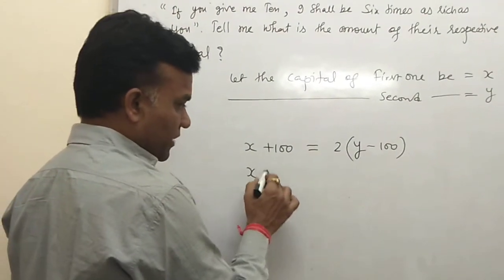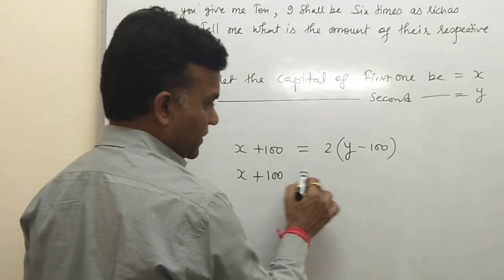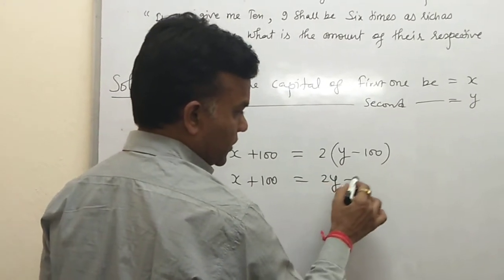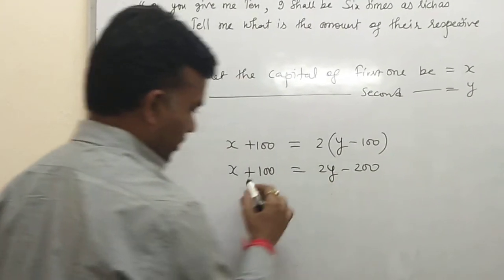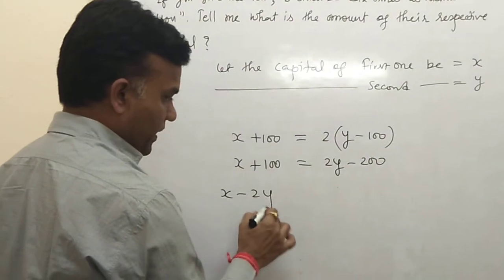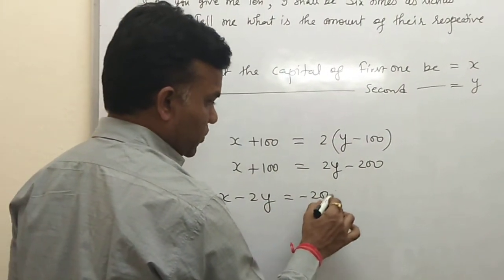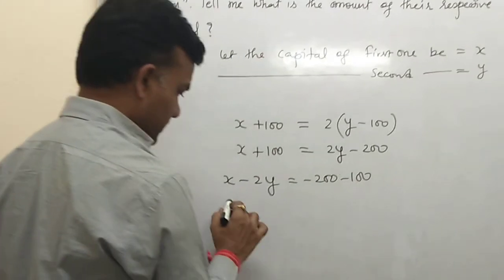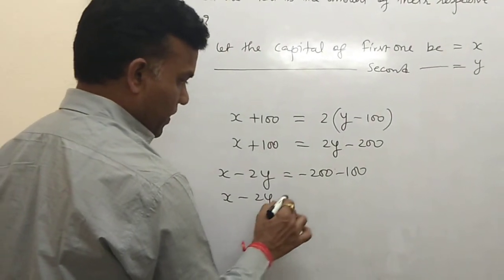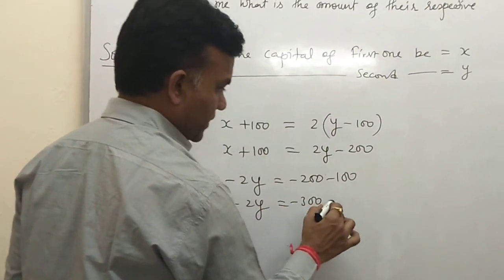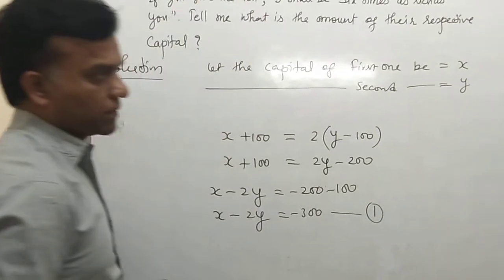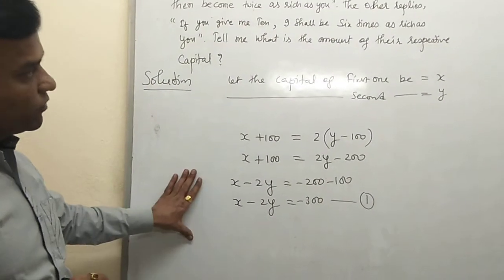So first you frame the equation: x plus 100 equals 2 into y minus 100, so x plus 100 equals 2y minus 200. Now x minus 2y equals minus 200 minus 100. So x minus 2y equal to minus 300. You have the first equation. Okay, so the first condition you framed.